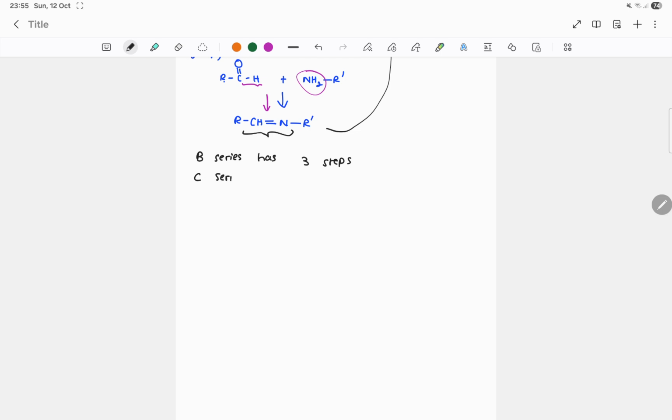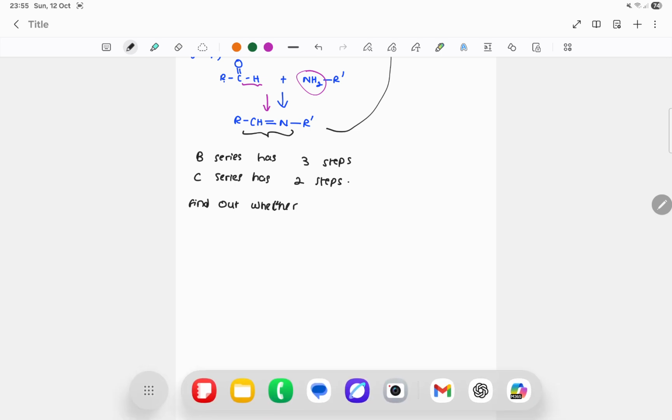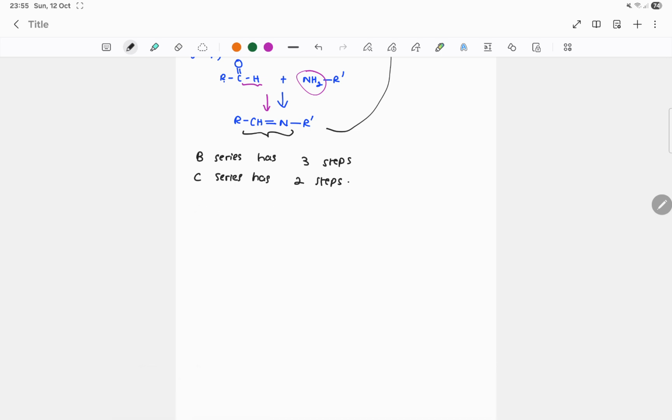C series has 2 steps. So you have to find out whether RCOH, you have to find out how those things are formed. Okay, now I will do like this.